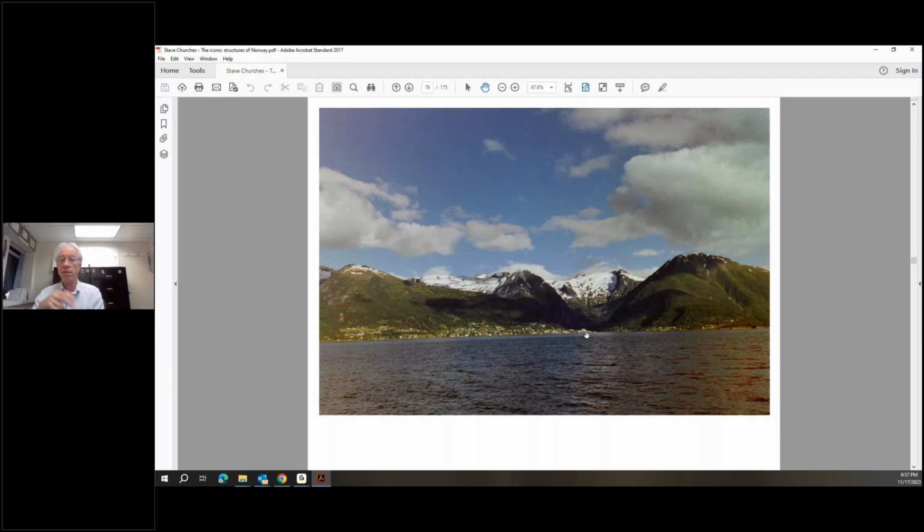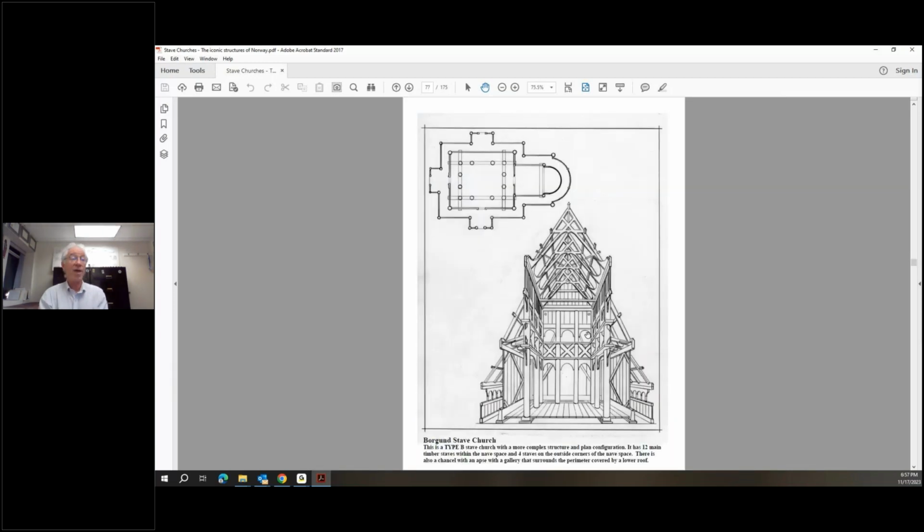So this is our next type B structure. It's our example of that. So we're going to look at Borgund Stave Church. It's type B. Its plan is much more complex. It's got an original gallery all the way around the outside. All right. And it's got, what do we have? 12 interior columns. All right, or stops.